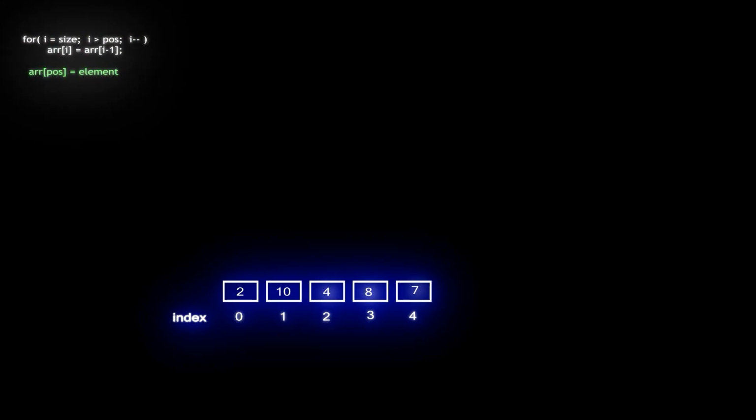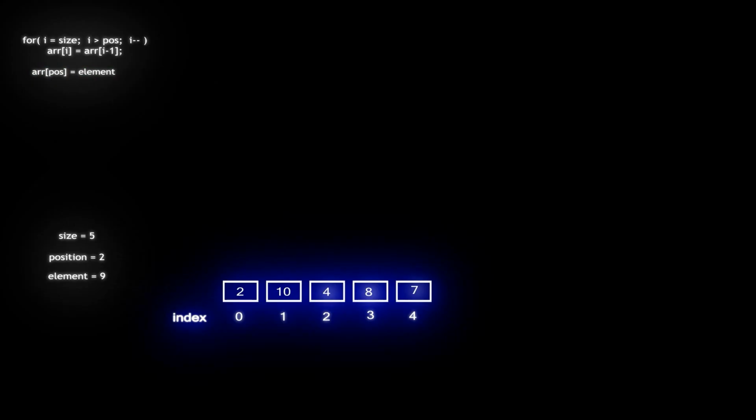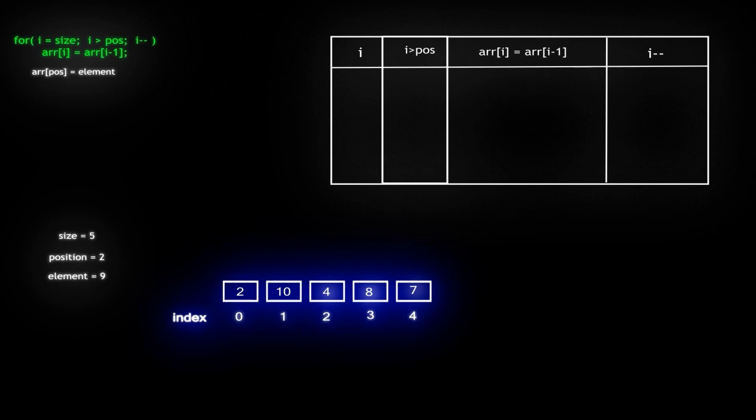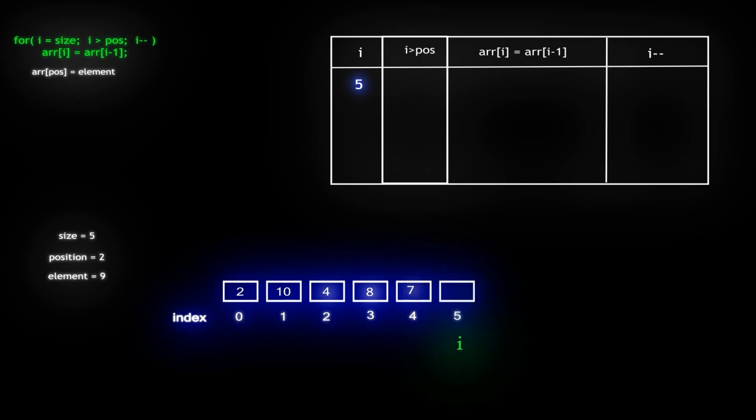Let's take an example. We have an array of size 5 and we want to insert an element at index 2, so position is 2, and the element which we want to insert is 9. Let's understand the code flow now. First we have i equal to size, that is 5. Then it checks 5 is greater than 2, that is true. So the element at index 4, which is 7, moves to index 5.